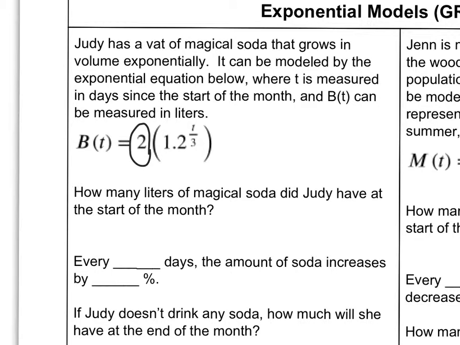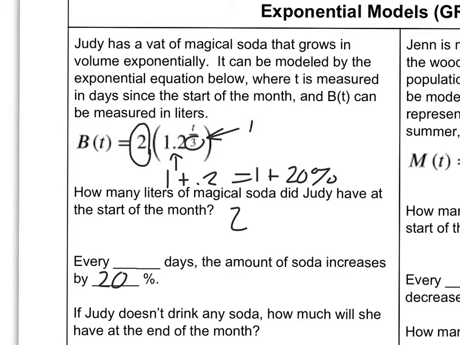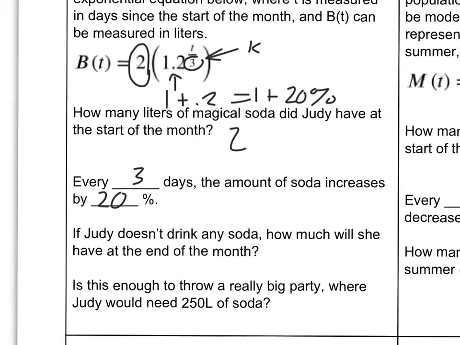That's our first number here, so 2 liters. And then we have to analyze the other part of the equation. My growth rate is 1 plus 0.2, which is 1 plus 20%. That means that we're growing by 20%. And my cycle length, that's my K value, is going to be 3. So every 3 days we increase by 20%.